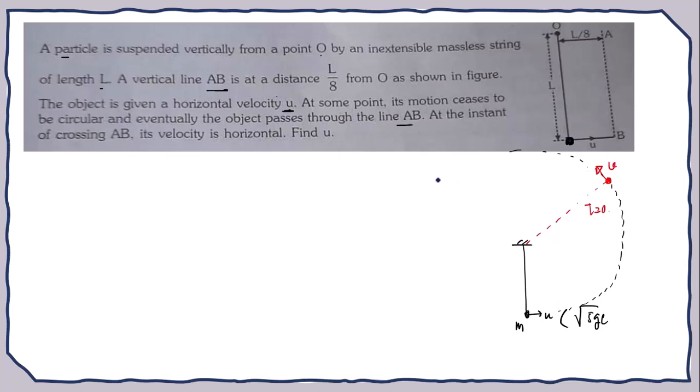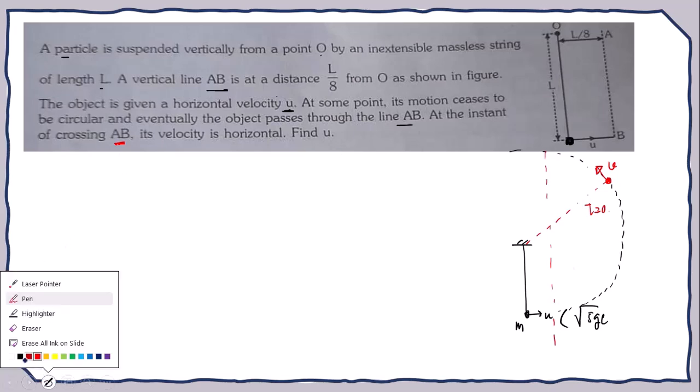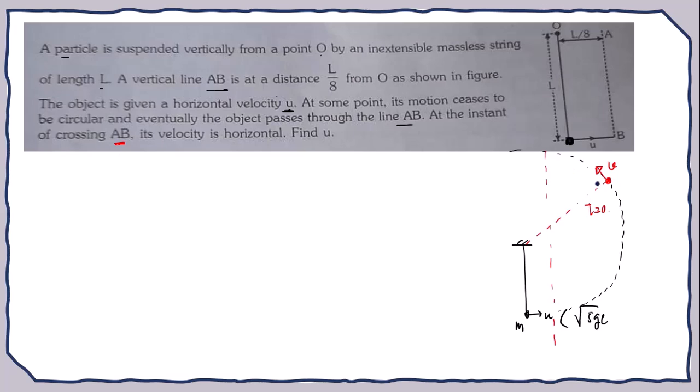It is still V. Now during the projectile path, it has been given that it will pass through the line AB. At the instant of crossing AB, its velocity becomes horizontal. So once the particle is crossing the line AB, let us say this is the line AB, the particle velocity becomes horizontal. So here the particle is going like this, in projectile motion.